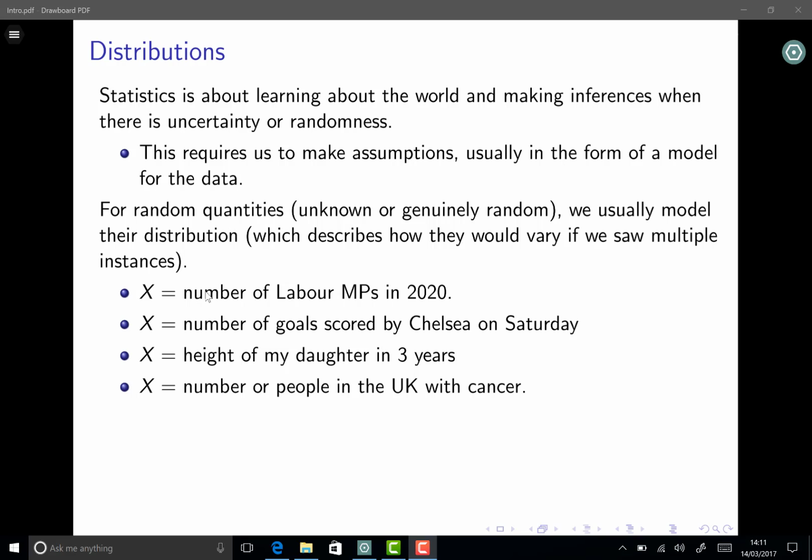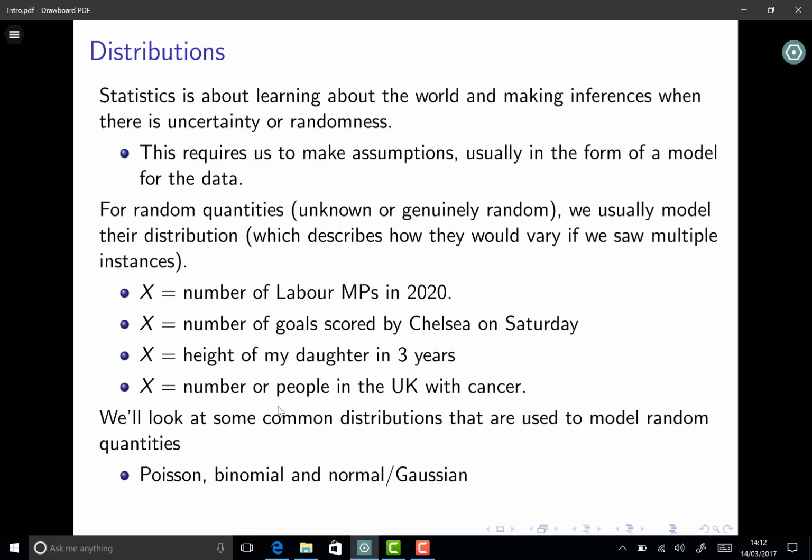Or a different random variable would be X, which is the number of goals scored by Chelsea in their game on Saturday. Again, it's got to be a whole number, 0 or greater, and it's very unlikely that it's going to be a value bigger than 10, but it's possible. Or another example would be the number of people in the UK with cancer. So this last one is an example of a quantity that's not random. It's a fixed number. There is a definite number of people in the UK who currently have cancer. It's just that we don't know that number. So we're going to model it as a random variable and try and infer it.